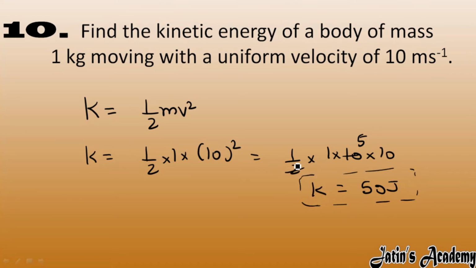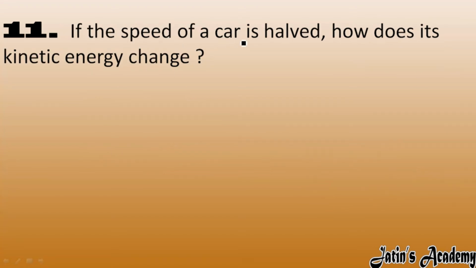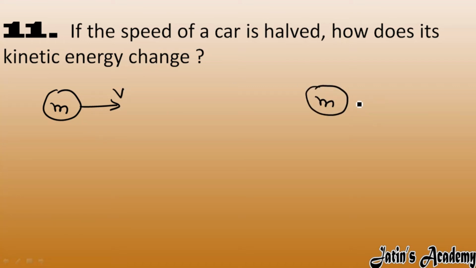Clear? Next we have, if the speed of a car is halved, how does its kinetic energy change? For example, a body of mass m moving with speed v. Now in the second case, mass is the same. They are not talking about mass, but they are saying that the speed is half, means velocity is v by 2. Now we have to calculate how the kinetic energy changes. Initially kinetic energy is half mv square, and final kinetic energy, which is represented by k dash, is half m into v by 2 square.